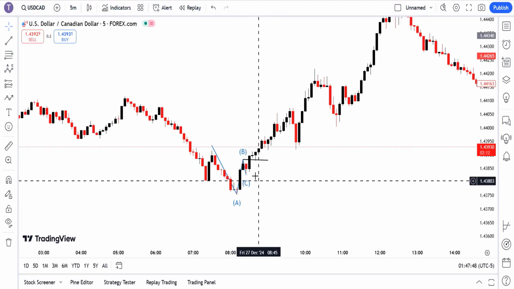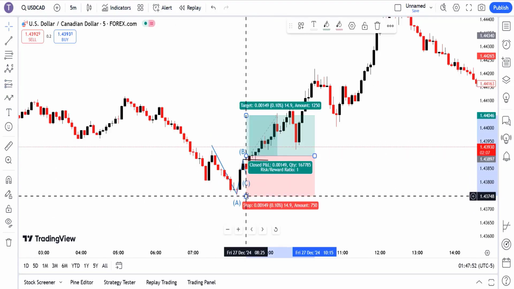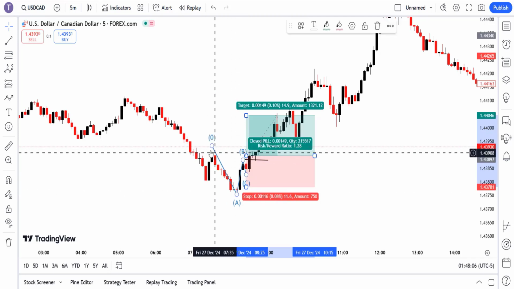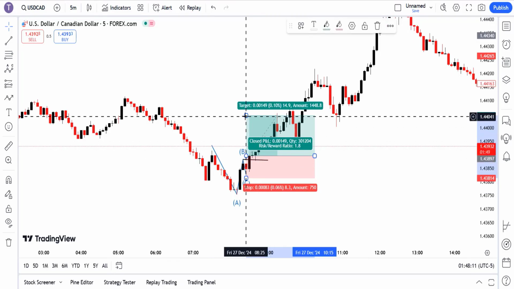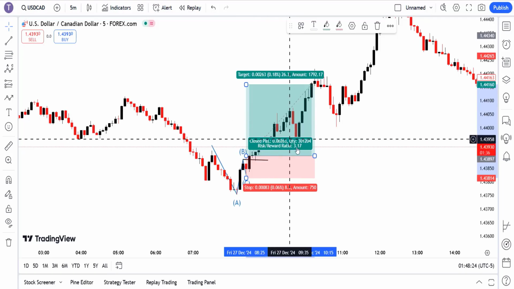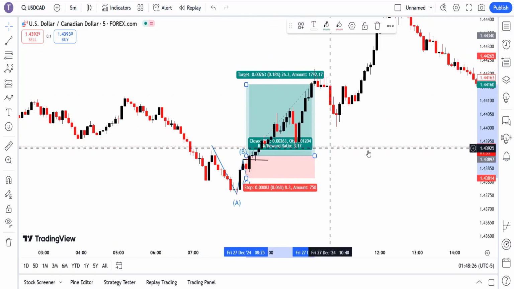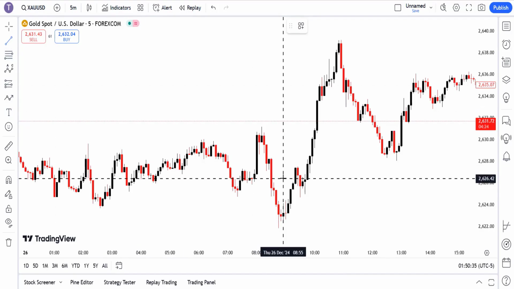You have to enter the market before the short-term swing high is broken. You'll notice we quickly place our stop loss here, and we set our profit target to 3 to 1. You notice this is one of the bullish setups on the USD CAD on Forex. So let's quickly look at our gold on the commodity.